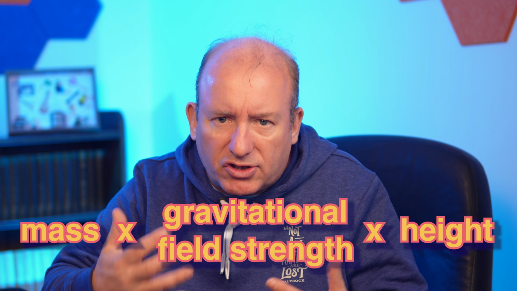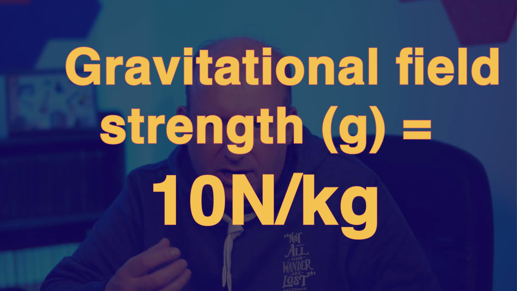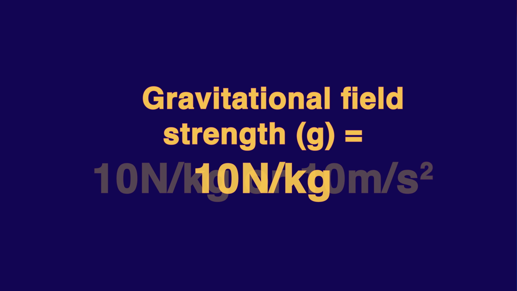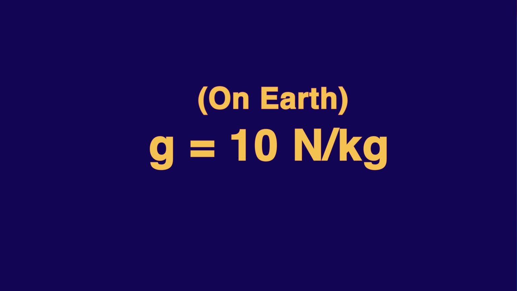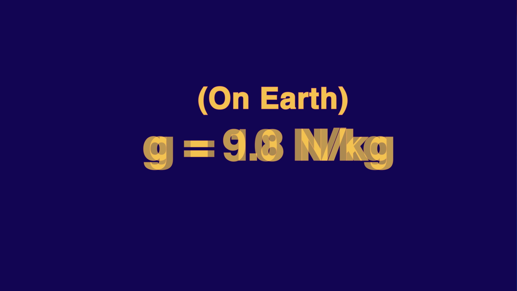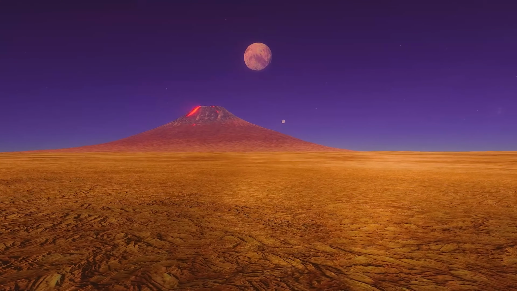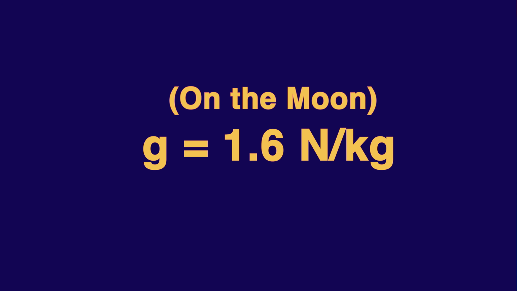On Earth, the gravitational field is around 10 newtons per kilogram, sometimes written as 10 meters per second squared. These units are equivalent and interchangeable. While some examples and questions use a gravitational field strength of 10, you'll probably be asked to use the more precise value of 9.8 newtons per kilogram. Of course, this value of g will be different if you travel to another planet or elsewhere in the universe. On the Moon, for example, it's around 6 times less, at around 1.6 newtons per kilogram.